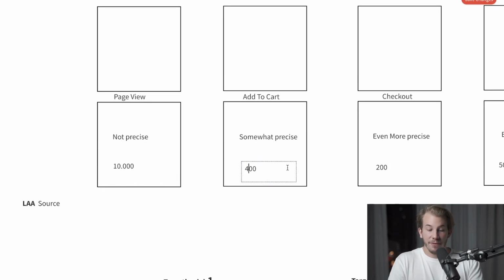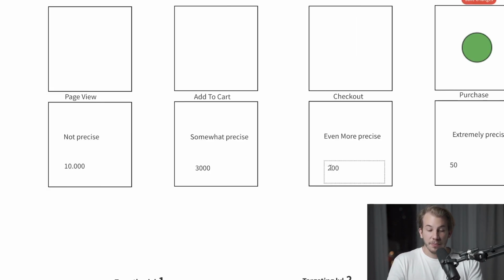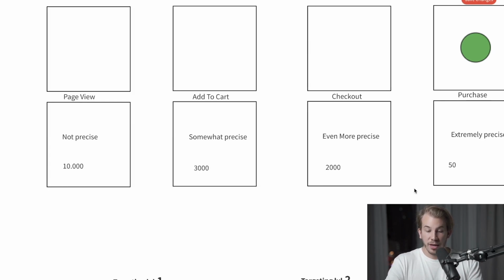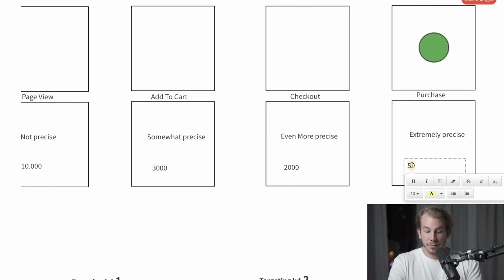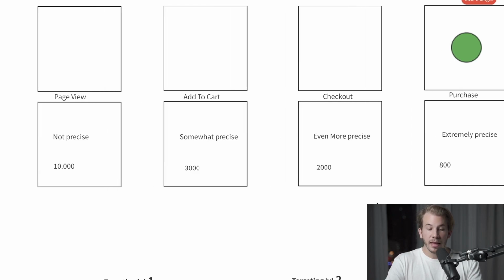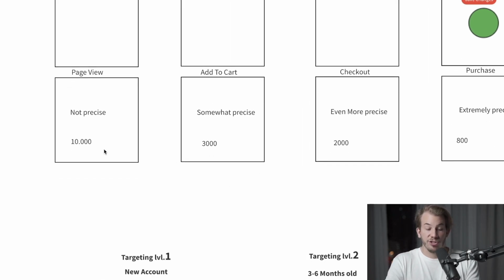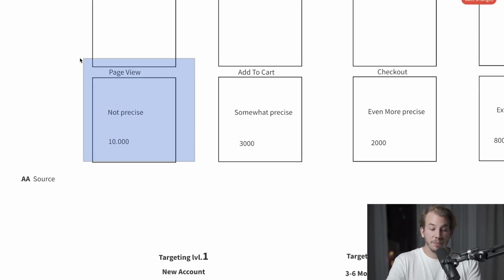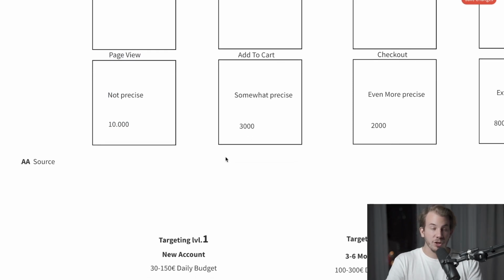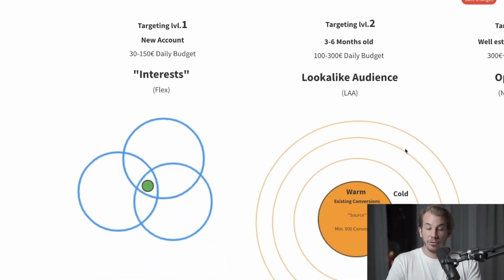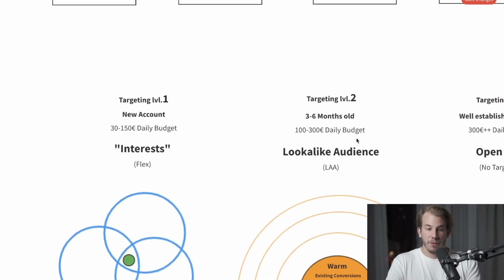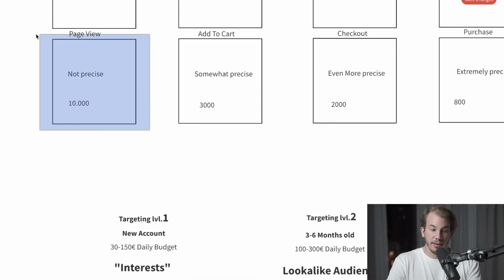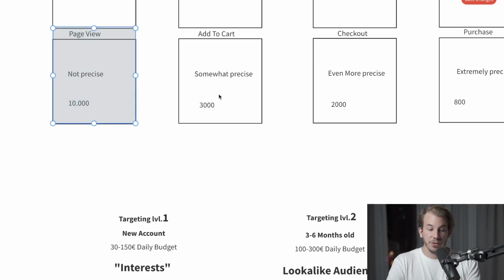You might get 5 or 6 times the add to carts, let's say 3,000, and you might get like 2,000 checkouts and potentially 800 purchases. And so once your account has reached this level, after 5 to 20,000 euros in overall ad spend, you are now much better off, and every lookalike that you're trying to create is much better informed, because there's, first of all, more data. Even if you use the page view, 10,000 page views is better data than 2,000 page views.